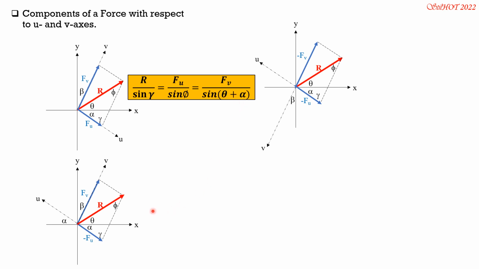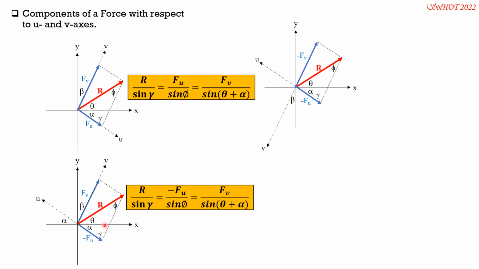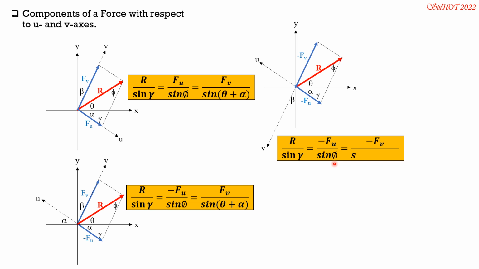Then in this situation, we have R over sine of lambda equals negative Fu over sine of P, because Fu is negative, equals Fv over sine of quantity theta plus alpha. In this third case, R over sine of gamma rather equals negative Fu over sine of P equals negative Fv over sine of quantity theta plus alpha. So this is gamma. Sorry, I misnamed it. So that's it.